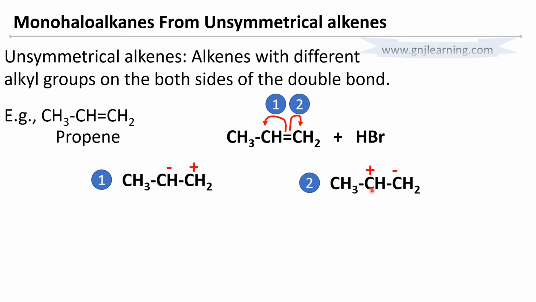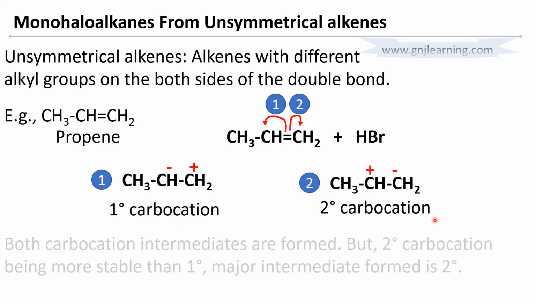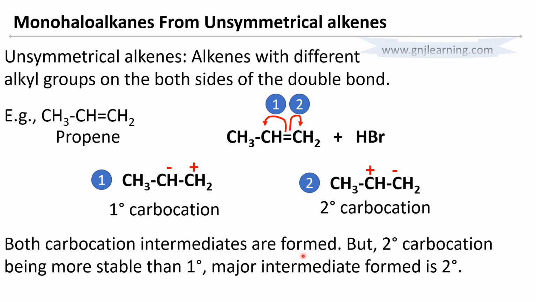And we have studied this in the previous part. Which carbocation is more stable? It is the secondary carbocation. Secondary carbocation is more stable compared to primary carbocation. Clear? So primary carbocation and secondary carbocation, both carbocation intermediates are formed during the reaction. But secondary carbocation being more stable than primary, the major intermediate formed will be secondary. Clear? So both will be formed, but this is comparatively more stable than the primary.